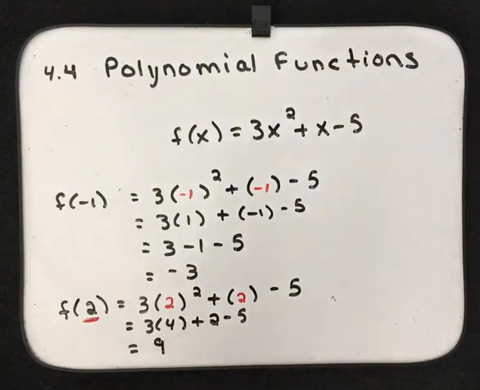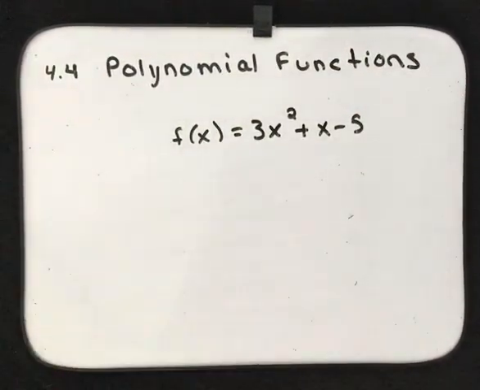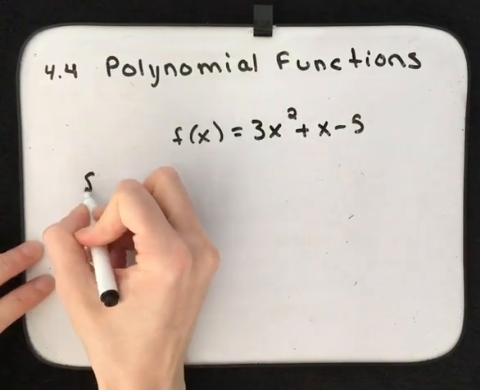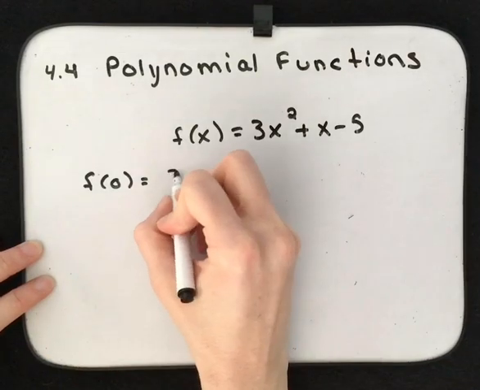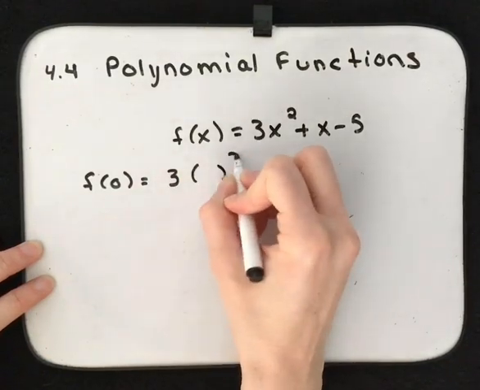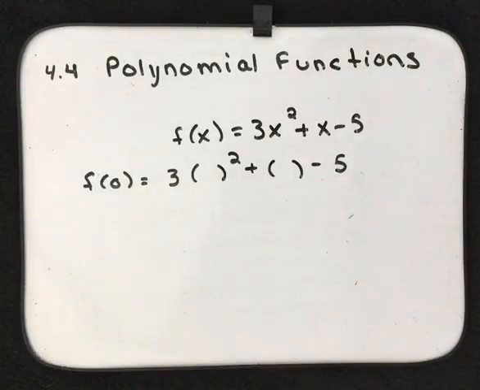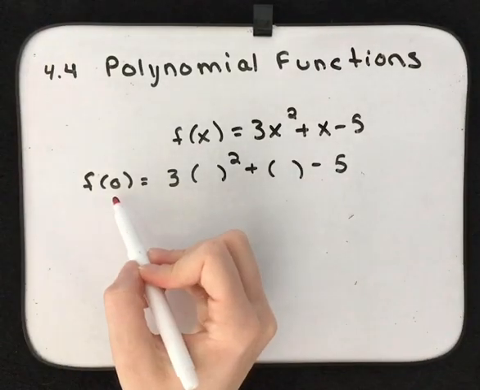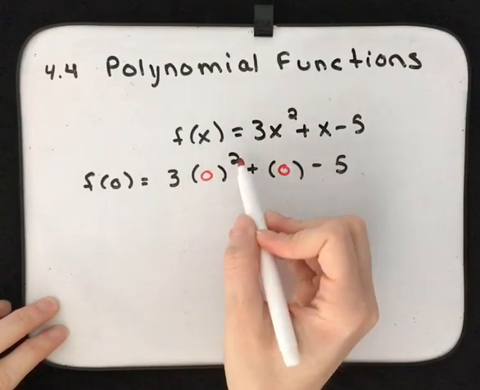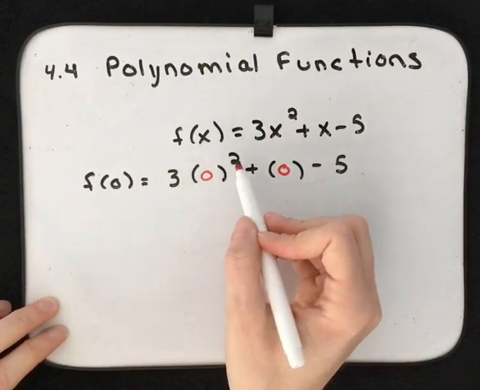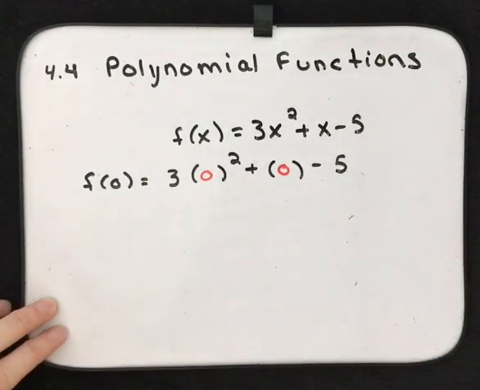Let's try one more. What if you are asked to find f of 0? So we rewrite, leave a parenthesis where you see the x, and in that parenthesis, this is telling us to put in a 0. Well, 0 times 0 is 0, 3 times 0 is 0, 0 plus 0 is 0, 0 minus 5 is negative 5.